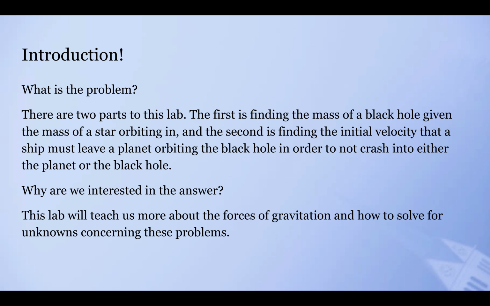The first is finding the mass of the black hole given the mass of a star orbiting it, and the second is finding the initial velocity that a spaceship must leave a planet orbiting a black hole in order to not crash into either the planet or the black hole.